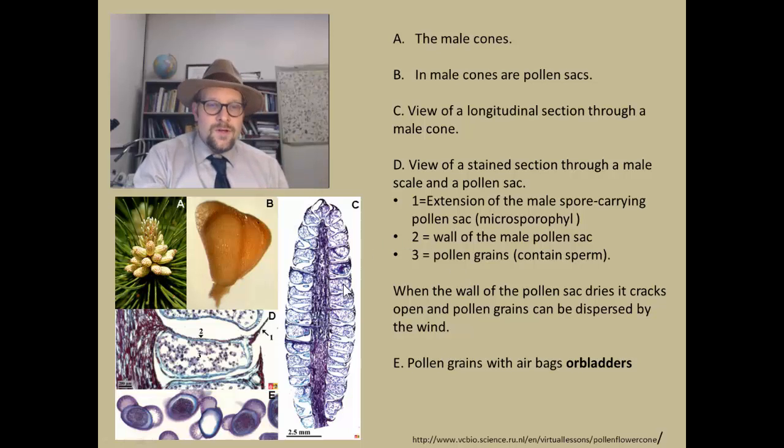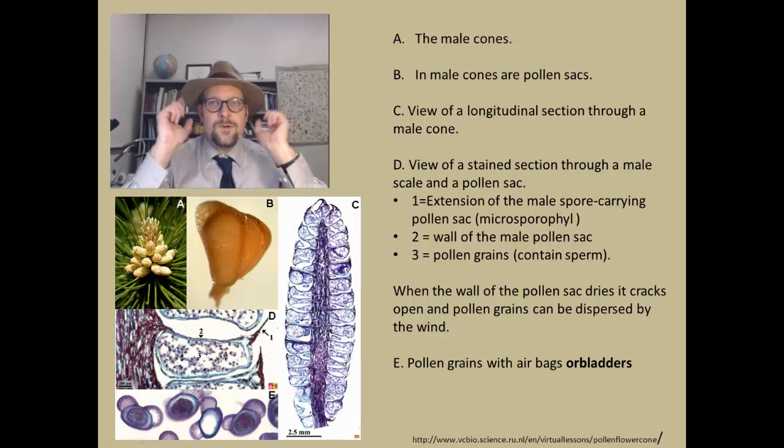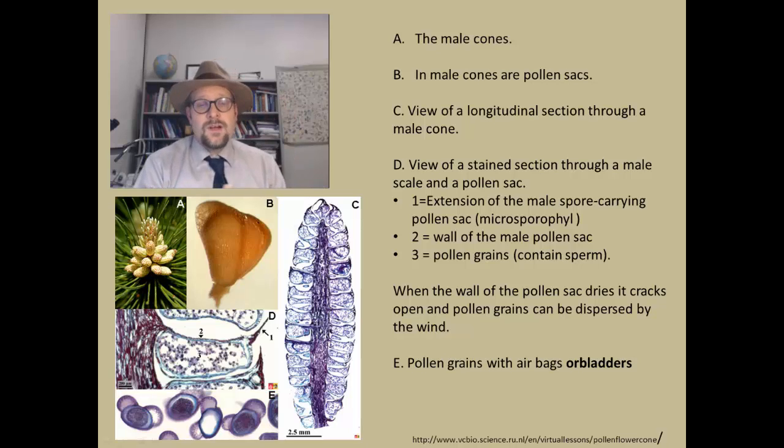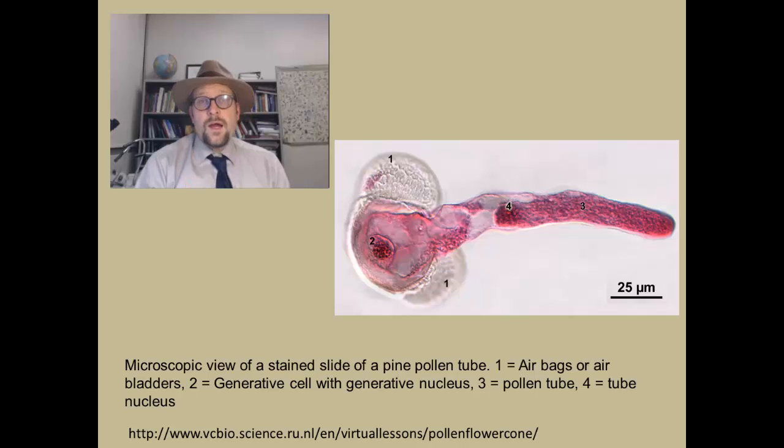Now, here are some pictures of the pollen down here, and they kind of look like little Mickey Mouse. They have little ears on either side, two little ears on either side. And these are actually air bags or air bladders, and they help the pollen be dispersed in the air. All right, here is a microscopic view of a pine pollen.